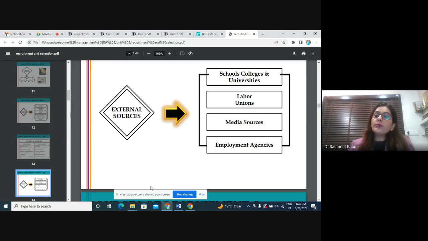Then it is media sources. Media sources could be in the form of, let's say, newspaper, print media, or maybe radio, or, like nowadays, we have internet sources also, e-sources, through which we put the right recruitment message. Now I think all of you can connect with me when I say right. That means after doing a proper job analysis, drawing a description and specification, and then coming up with a proper recruitment message for the candidates.